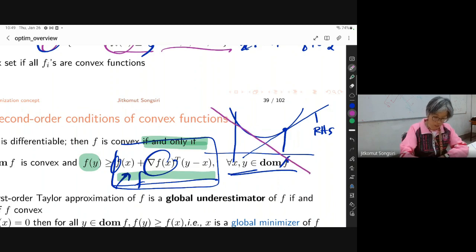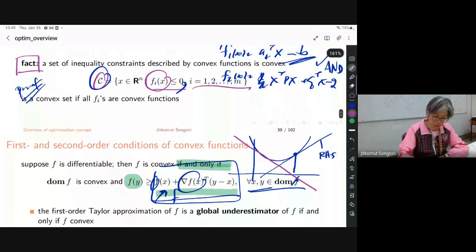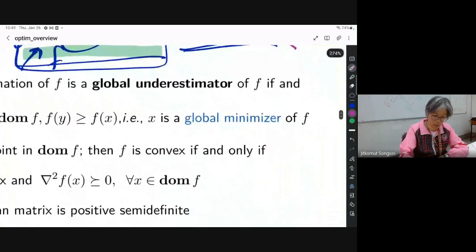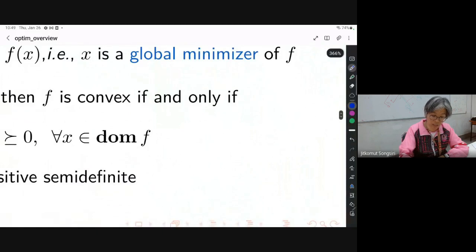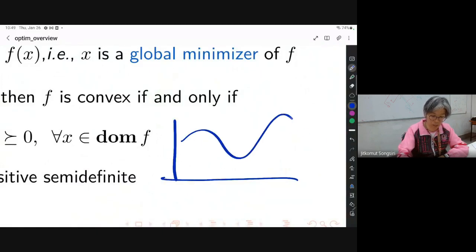Now let's see how this condition is not satisfied for a non-convex function. If I draw here, for example, this is my tangent line, my first order approximation of my function at this point, and my graph lies below it. So this function is not convex.